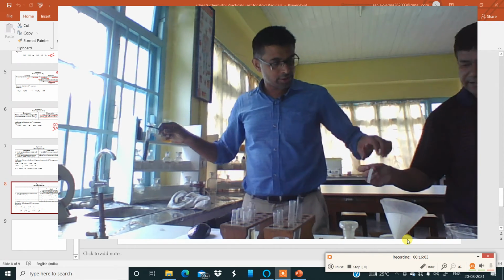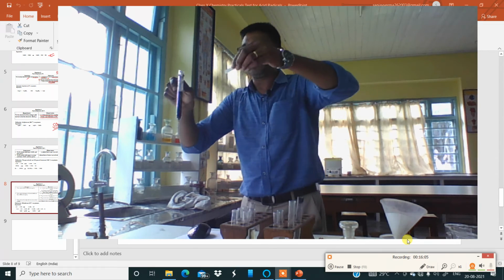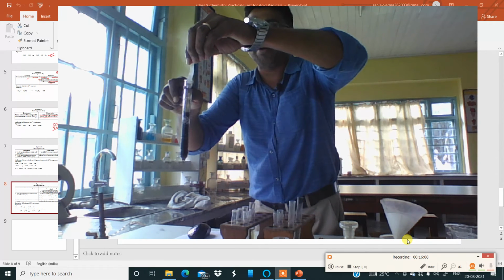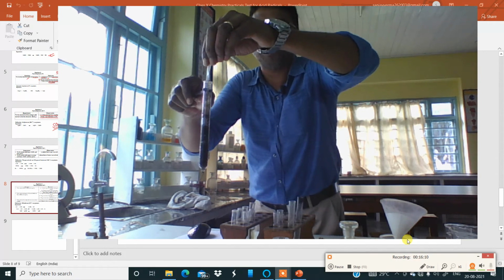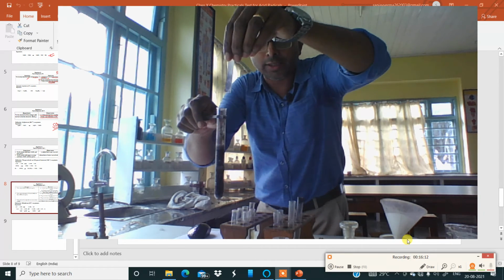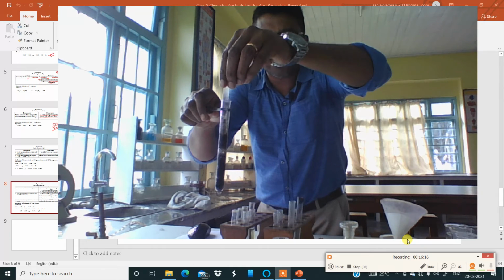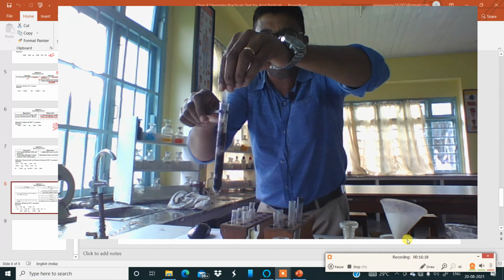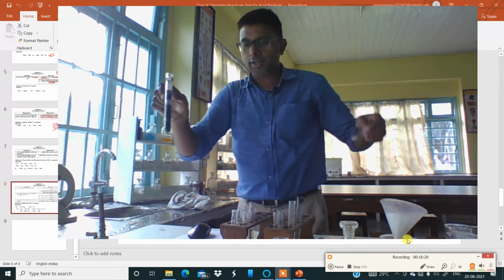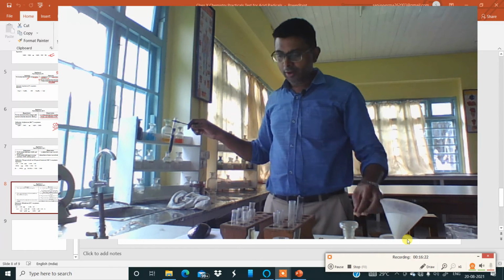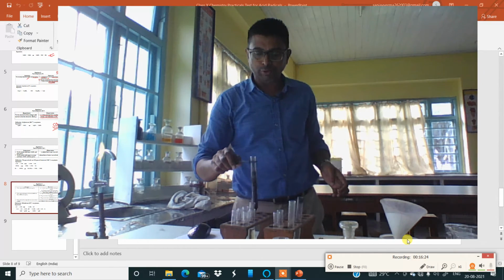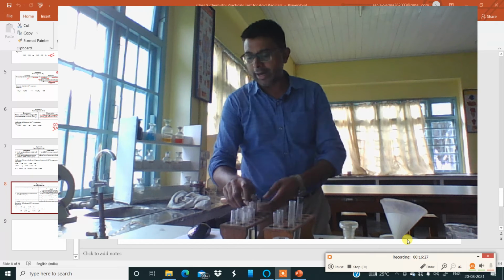This gas also turns starch iodide paper blue black in color. See, it has turned blue black. So these were the tests for the acid radicals. Just now I have shown you the test for chloride ion, which is complete.